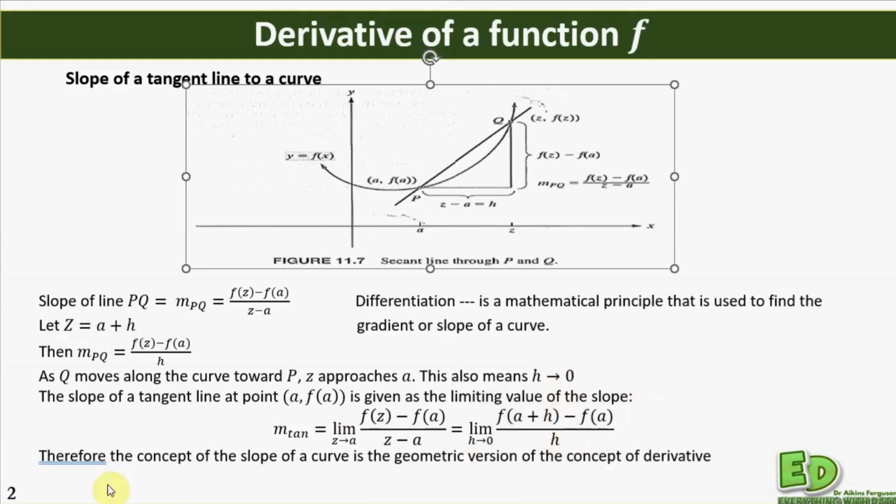So this is the final formula for the differential of any function using the first principle formula. Therefore, the concept of the slope of a curve is the geometric version of the concept of a derivative. It's just telling you that to find the slope of any curve or any line tangent to a curve, we will need these 2 points with 4 coordinates, right? To be able to find the slope or the gradient of the curve. Okay.